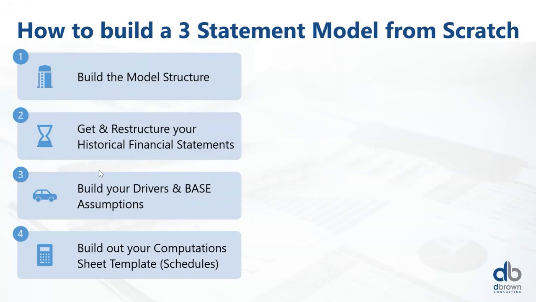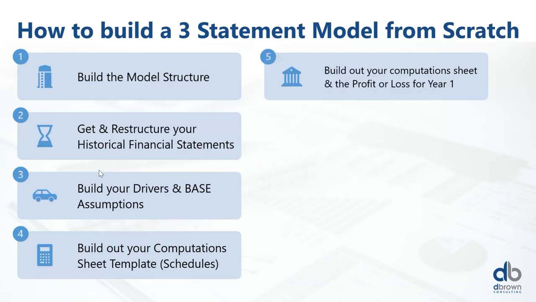Then you build out your computation sheet. Once you've built your drivers, you know what's driving what. Okay, go compute it. Compute for the next 5 years, for the next 10 years, for whatever it is you're building, based on what you've said the drivers are. Then build out your computation sheet and your profit or loss account. Since you finished building your computation sheet, you built a template for your computations, do all your computations, and then extract your profit or loss.